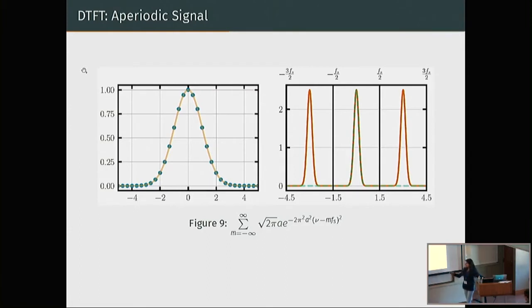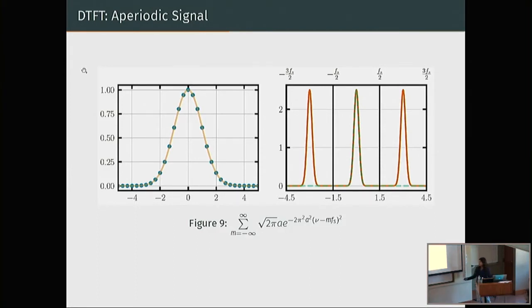So the DTFT of a Gaussian is not a Gaussian anymore, but a sum of Gaussians centered at different frequencies. So far, so good. This Gaussian is centered at 0. This Gaussian is centered at the sampling frequency fs. The next one will be centered at 2 times the sampling frequency, and so forth.